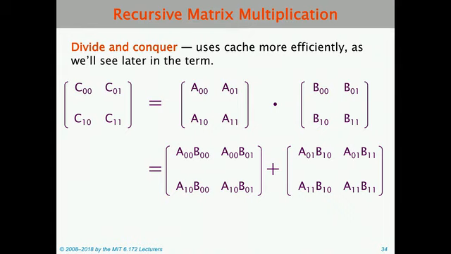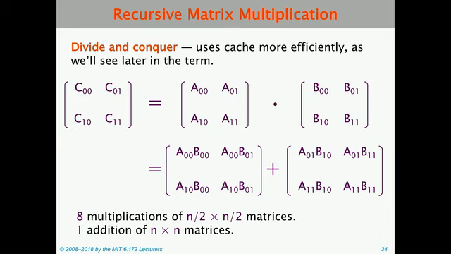So the idea here is I can multiply 2 n by n matrices by doing 8 multiplications of n over 2 by n over 2 matrices, and then add 2 n by n matrices.